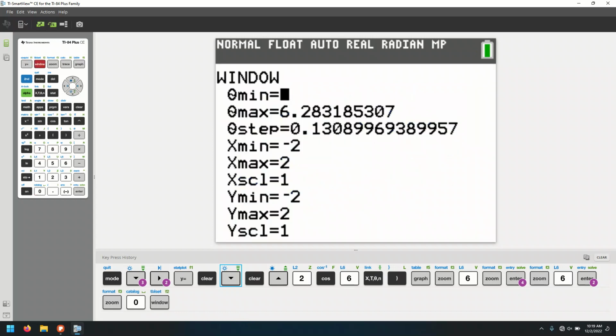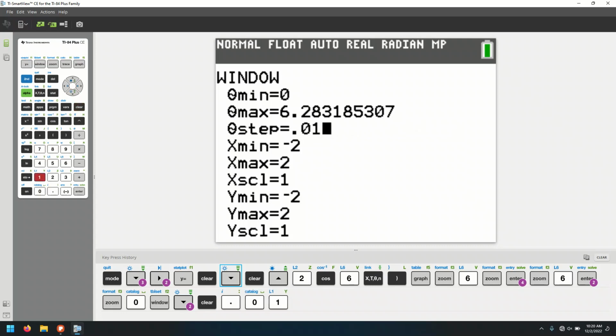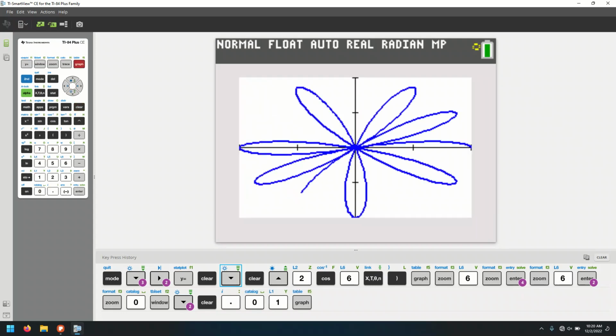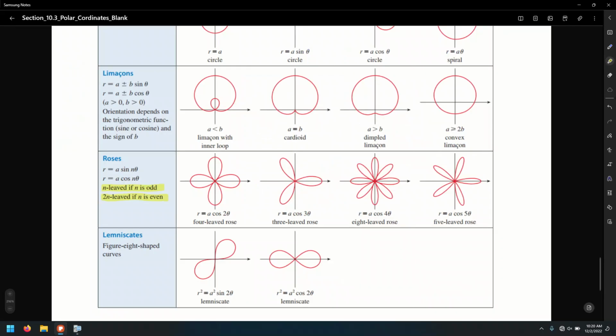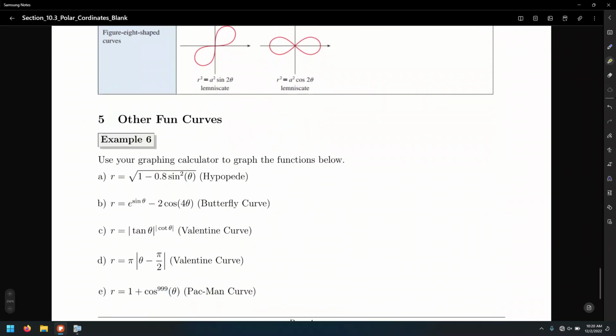On the window, you might want to make the theta step in the same way that we did the t step for parametric equations, so we can see it in slow motion. I'm going to ask the calculator to plot more points. So instead of steps of 0.1, I'm going to do 0.01 and graph. That's going to give us a better, more refined, more stylized picture. Of course, you can play with these flowers and the different equations, but we also have other fun curves right here that I got from online.